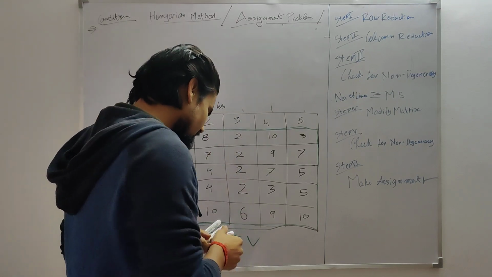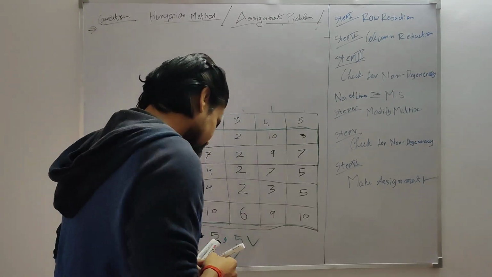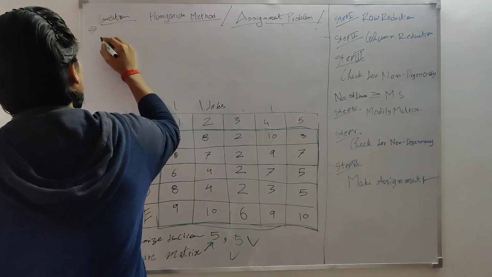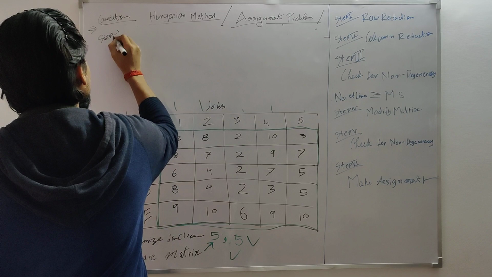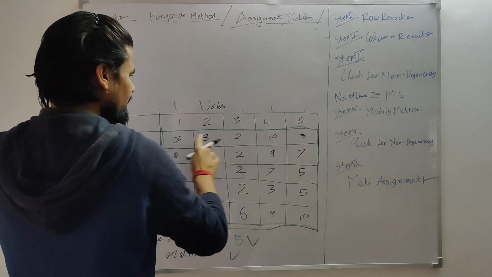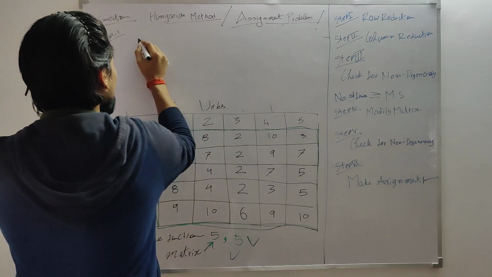Okay, so in this, step first, row reduction. Over here I will make this matrix 5 rows and 5 columns.